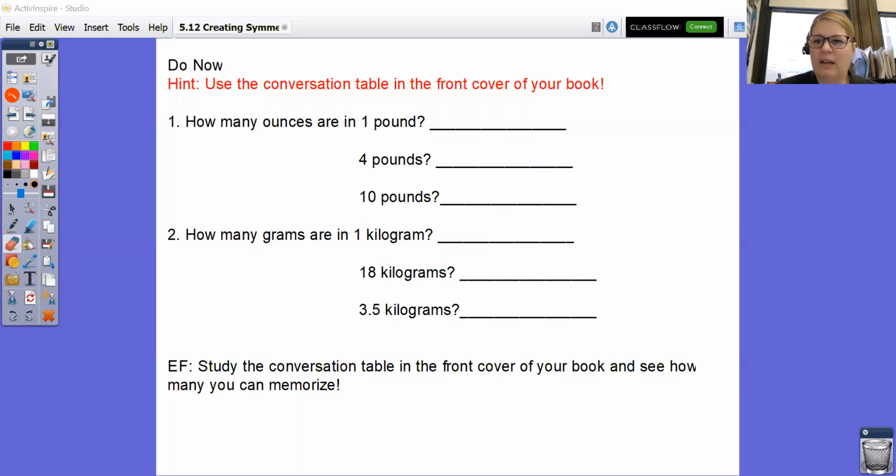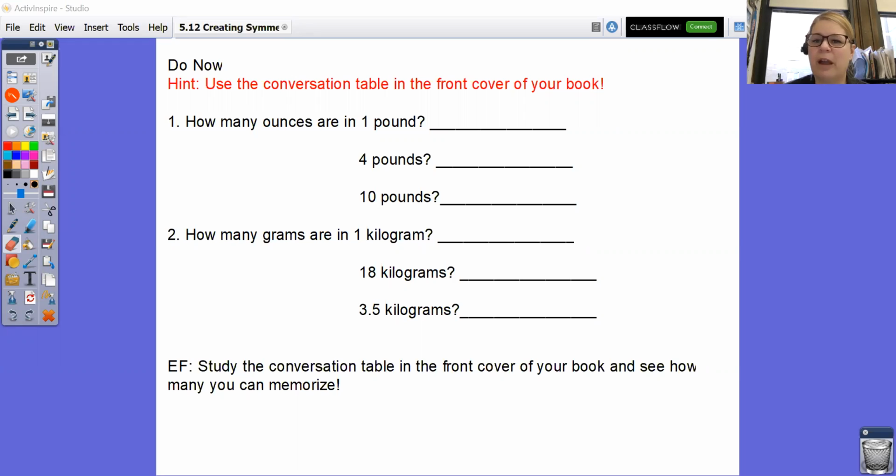Hi, fourth grade. Today in math, we are going to look at lesson 512. It is all about symmetry. But there's an extra part at the end that is about pounds, ounces, grams, and kilograms. So we're going to start with a little refresher there.